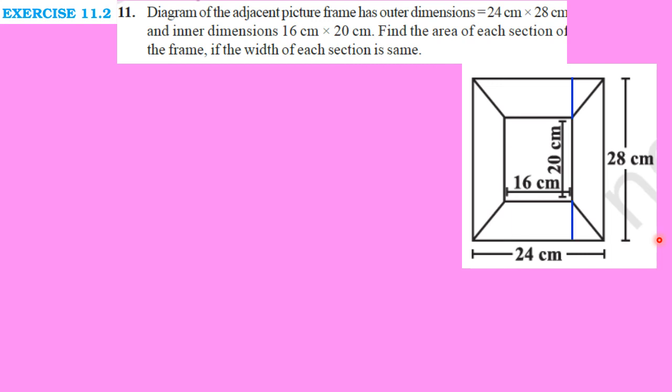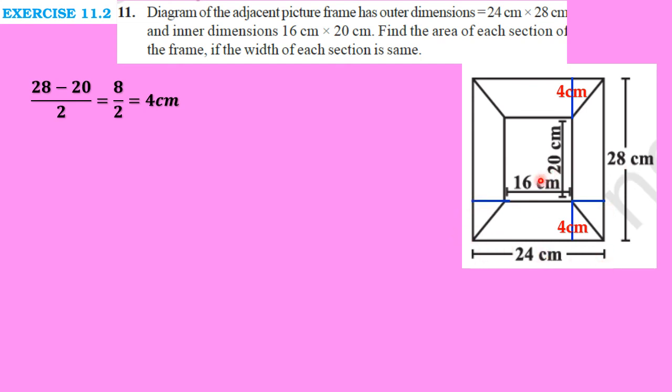So how will we find the width? See here, this is the width of one side. See, the total outer length is 28, the inner length is 20. So if you subtract it, you will get the length of the remaining two parts. They are equal, no? So it is 28 minus 20 divided by 2. That is 8 by 2 equal to 4 centimeter. Understood it? The same way, if you do the other side, then also you find the width.